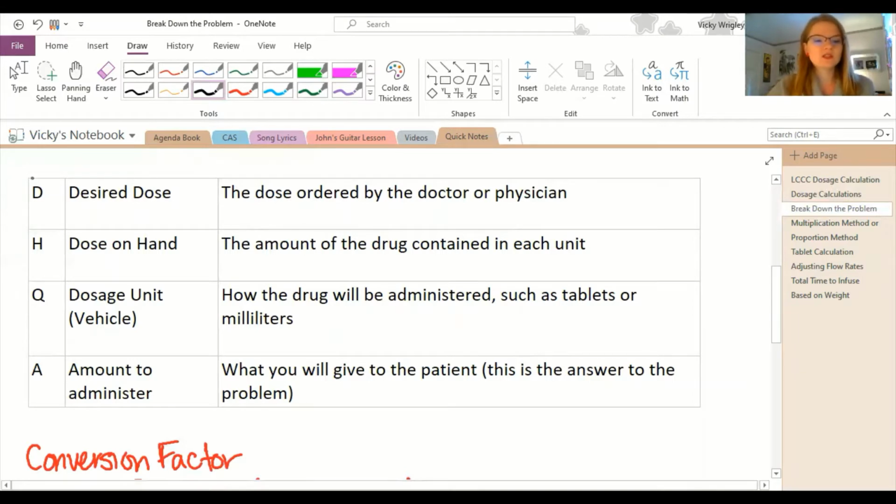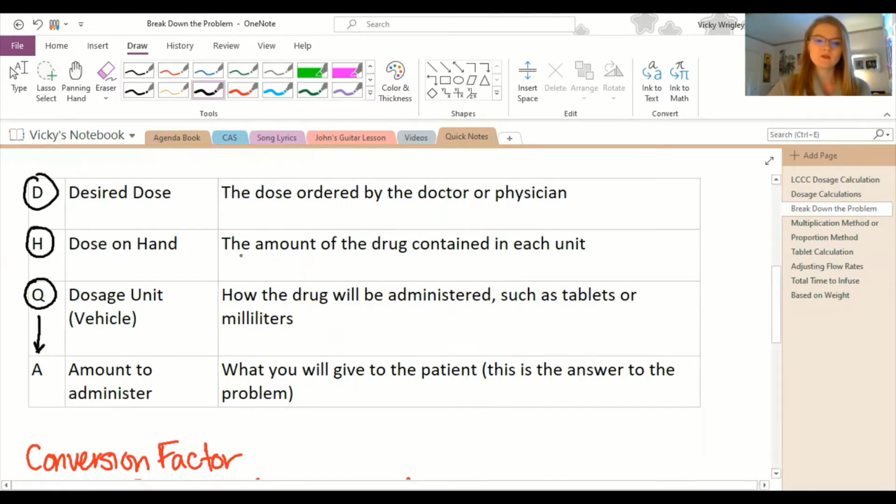So you need these three things here. You need the desired dose, the dose on hand, the dosage unit. All of those things are going to influence the amount of the drug that you are going to administer to the patient. This is where conversion factors come in.